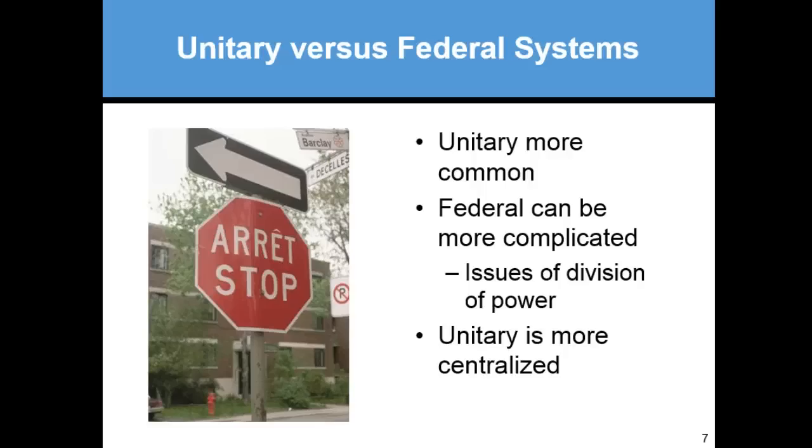Unitary systems are systems with strong central governments, whereas confederations are systems with strong state governments. We were a confederation prior to becoming a federal republic. Unitary systems are a lot more common because federal government can be more complicated. Issues of division of power don't come in. The unitary is more centralized. They tell the states what to do. It's just easier to implement those systems. It's a lot more complicated to implement a system of federalism.